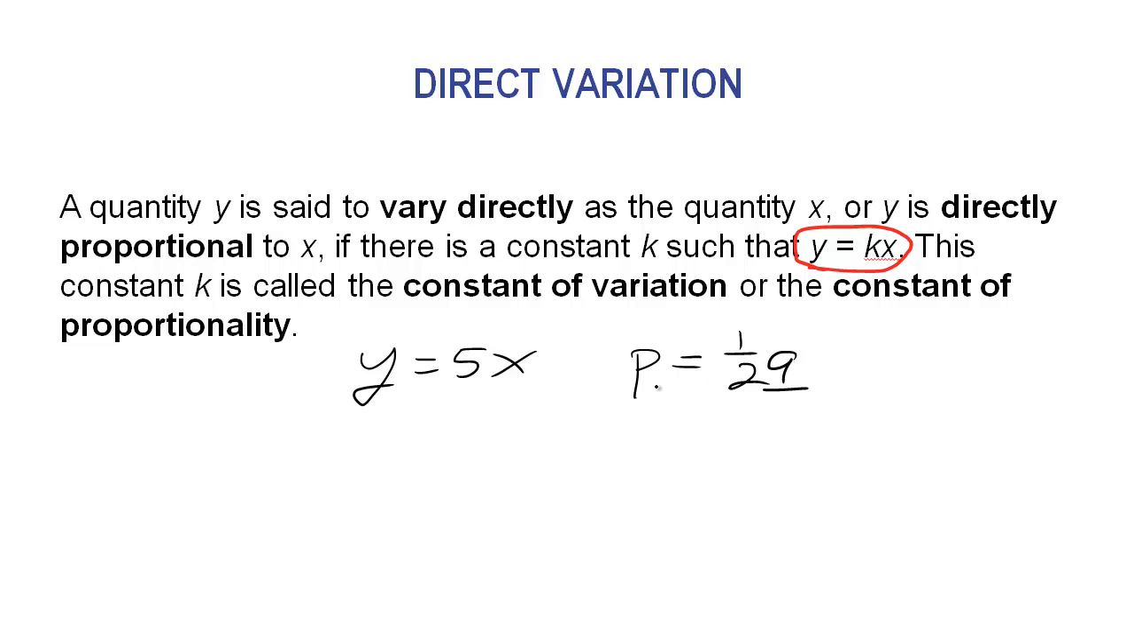That's a q, by the way. Or m equals square root of 3 times c, right? Those would all be direct variations.